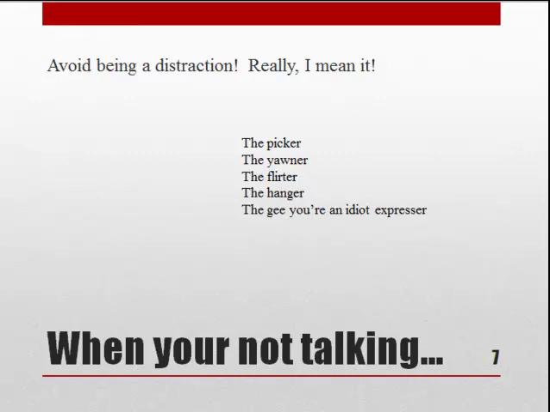Another distractor that I see is the flirter. That's the person who sits up front and doesn't know what to do with their eyes, so they just look out at the audience, smile really cute, sometimes do the coy sideways glance like, look at me, aren't I cute? Yes, yeah, look at me. I'm not paying attention. You can look at me so you don't have to pay attention too. Again, avoid being a distraction.